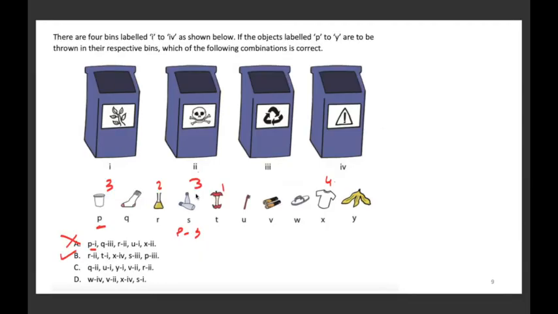Option C says Q2. Q goes to 4, not 2, so that is wrong. And in D, S1 is given. S goes to 3, we have already established that, so D is wrong because of that. Correct answer is option B here. Okay, we'll move to the next one.